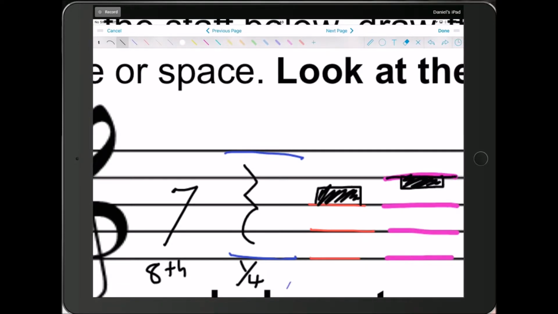So, from smallest to largest, the 8th rest gets half a beat. The quarter rest gets 1 beat. The half rest gets 2 beats. And the whole rest gets 4 beats. Okay? So I hope that helps you. Now, let's figure out the rests that they want us to draw.